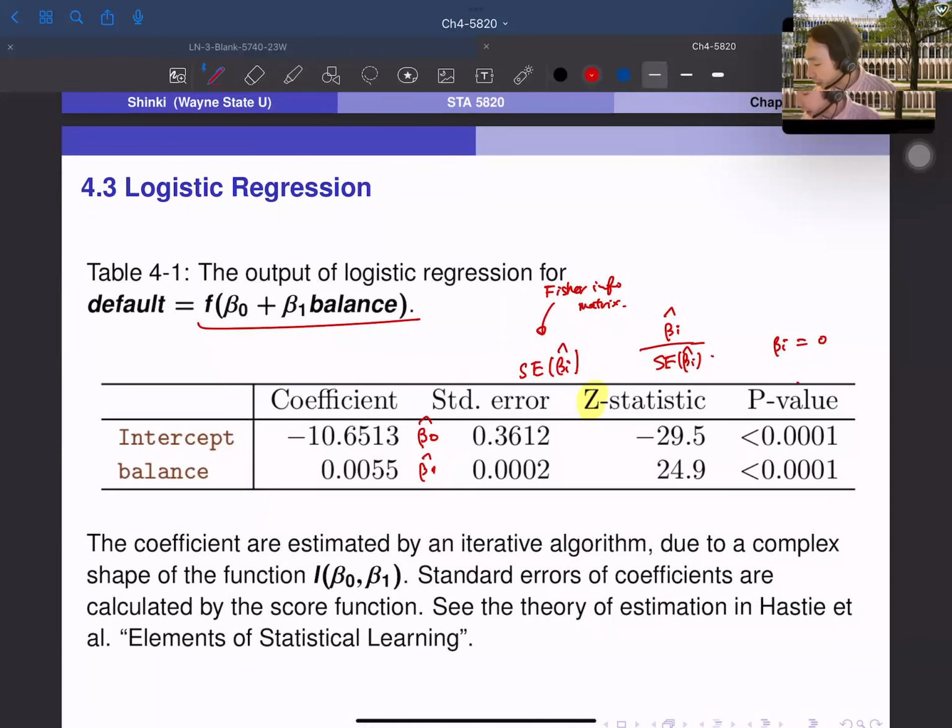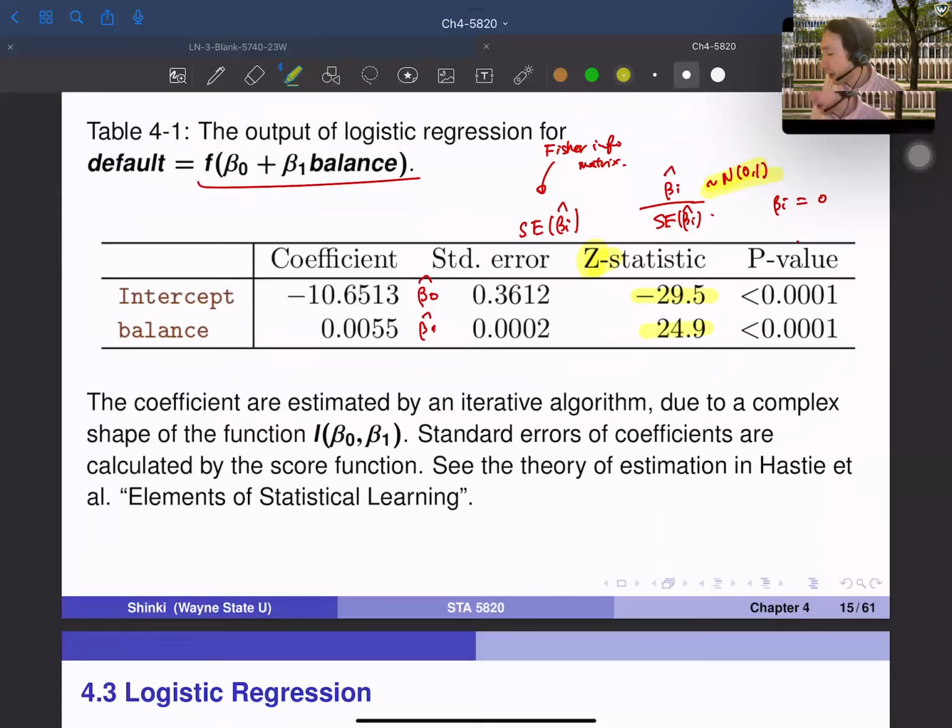So we can only say that this is approximately normal 0, 1. So that's why we say Z statistic. Anyway, for T statistic, if degrees of freedom is large, then it approaches the normal distribution. So if sample size is large, the results are the same. But if sample size is small, we don't have a better approximation than the normal distribution. In linear regression, the T distribution is the more exact distribution, but here we only have this approximation.